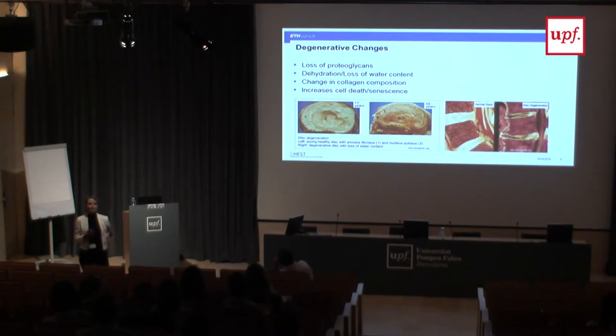And then the problem is you start with very few cells, and then in addition, you have increasing cell senescence and cell death occurring. So you, in the end, have even fewer cells that are able to make the matrix. And that is, of course, kind of a vicious circle because you will need to run into degeneration. There is no way around it.